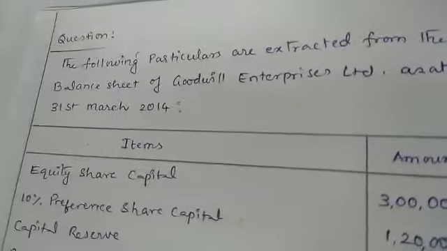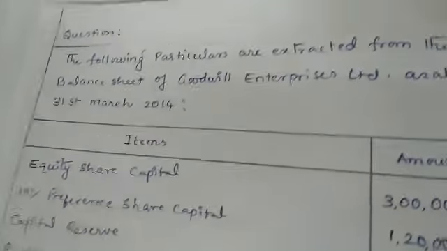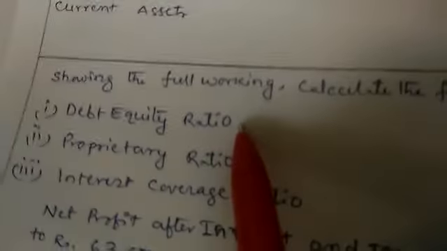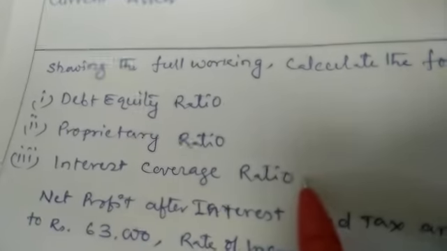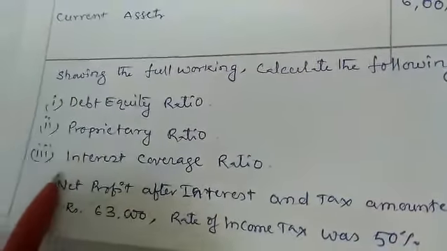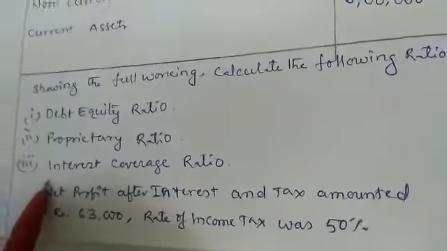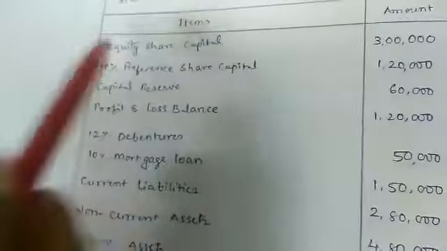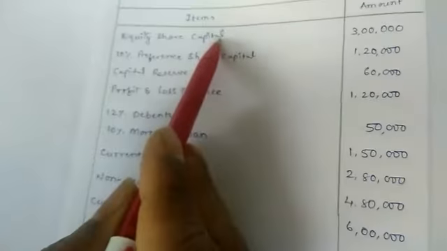For this problem they are asking for the debt equity ratio, proprietary ratio, and interest coverage ratio. So based on this information we need to find out the three ratios. Okay, so coming to the problem, items and amount. So equity share capital.